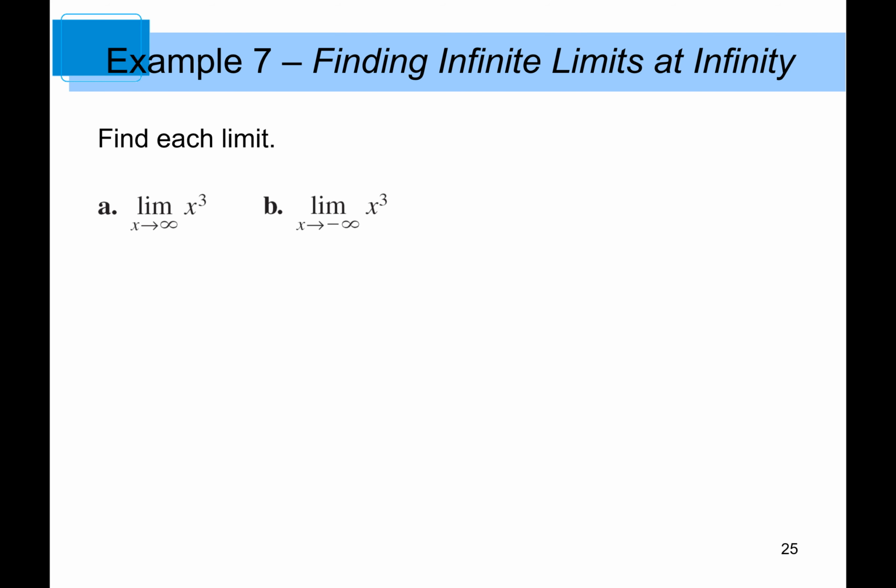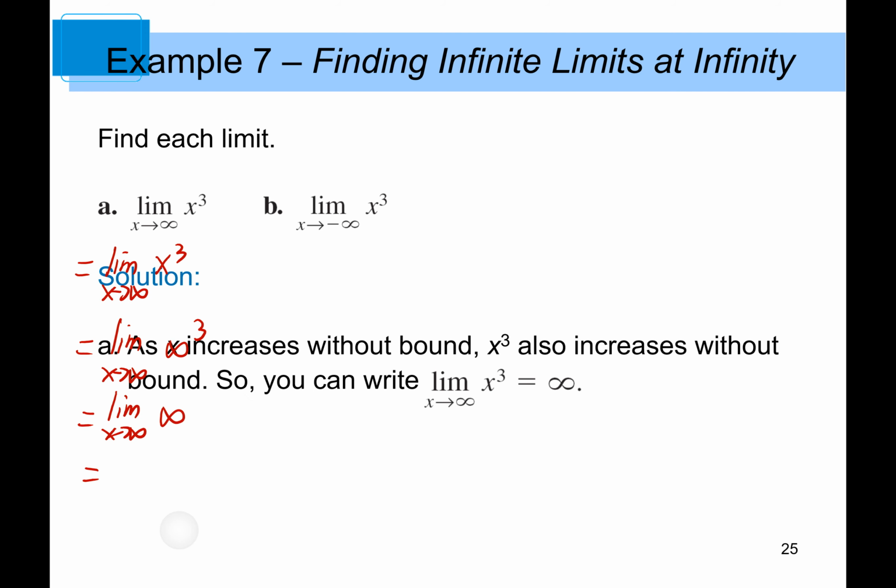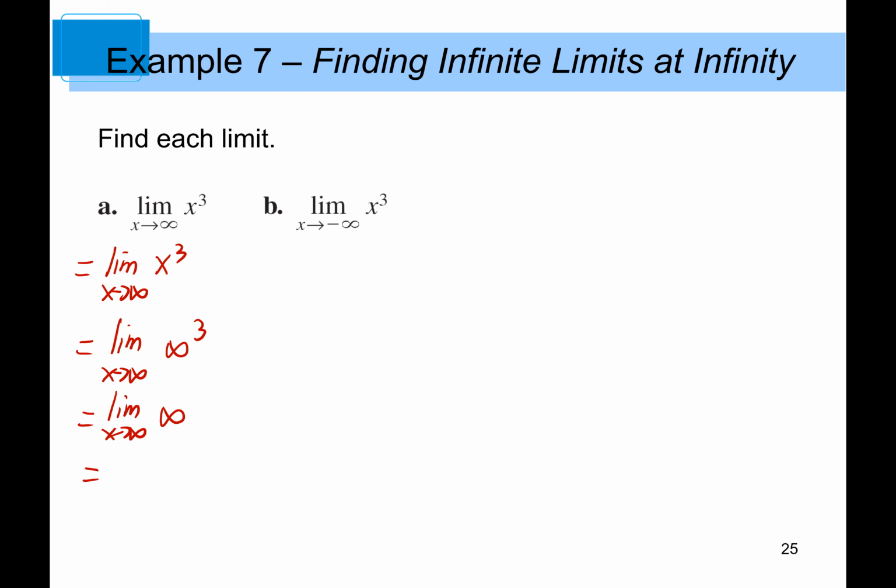Okay, let's take a look at this particular example really quick, right? Let's learn how to find infinite limits at infinity. So when x approaches positive infinity for x cubed, you plug in infinity here, right? We get infinity to the third. Infinity to the third is still infinity. So the limit when x approaches infinity is positive infinity.